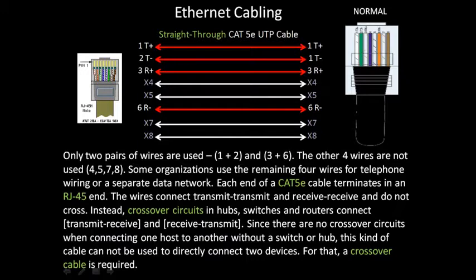Each end of a Category 5E cable terminates at an RJ45 end. The wires connect transmit to transmit and receive to receive and do not cross. Instead, crossover circuits and hubs, switches, and routers connect transmit to receive and receive to transmit. Since there are no crossover circuits when connecting one host to another without a switch or hub, this kind of cable cannot be used to directly connect 2 devices. For that, a crossover cable is required.